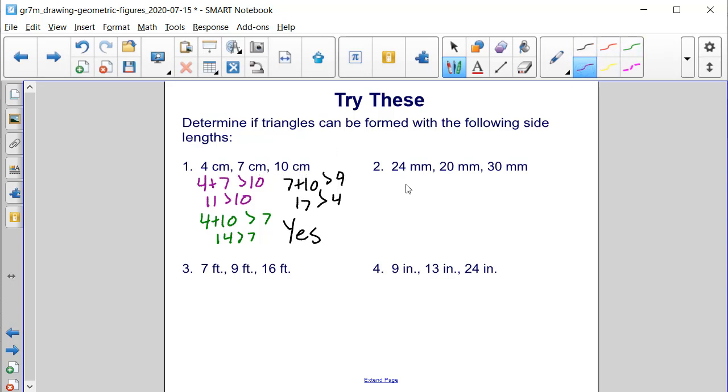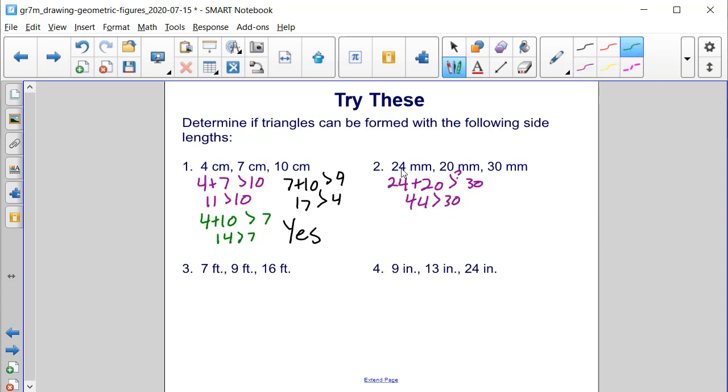Now let's look at our second one. We have 24 millimeters, 20 millimeters, and 30 millimeters. Let's first start off with our first and second. We get 24 plus 20. Is that greater than 30? When we add them up, we end up getting 44, and that is greater than 30, so far it works.